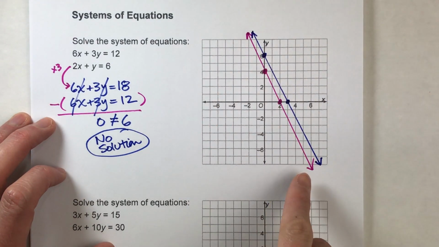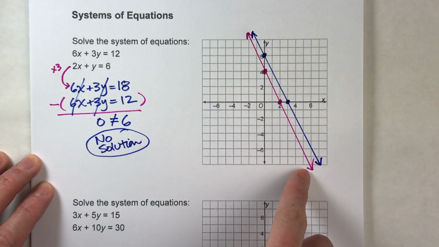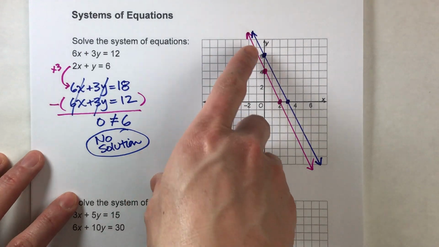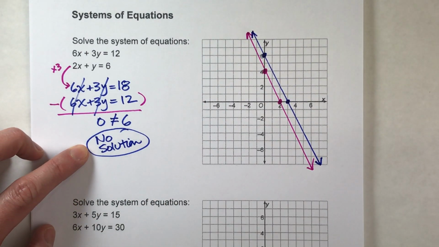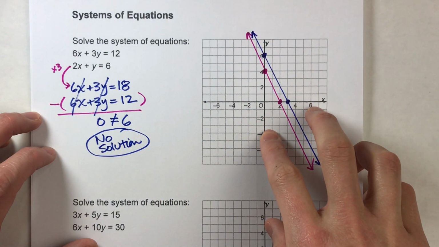And what do you notice about these two lines? They run parallel to each other. So they will never intersect. Since they will never intersect, there's no solution, which is exactly what we got algebraically. All right, so on a graph, no solution will look like two parallel lines that never intersect.